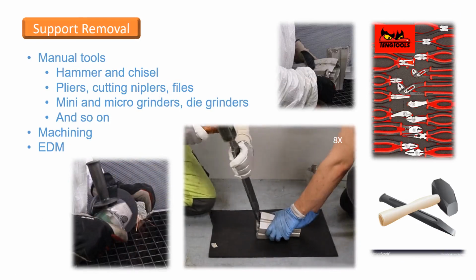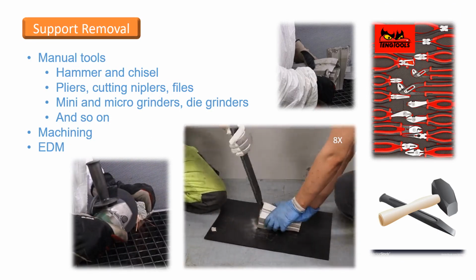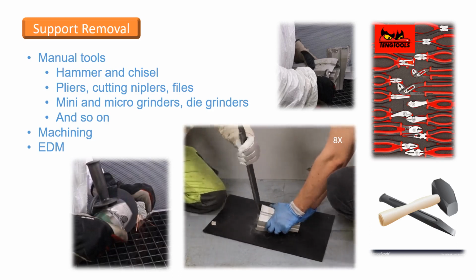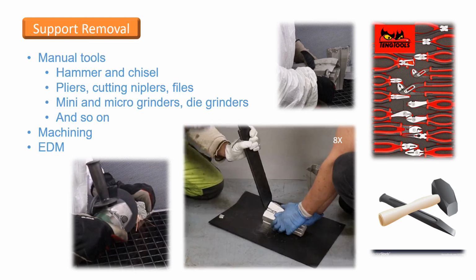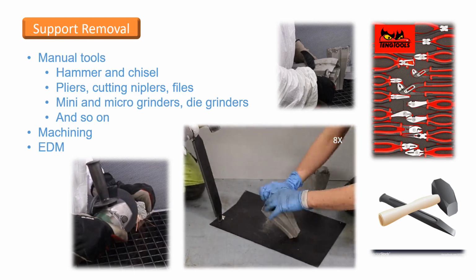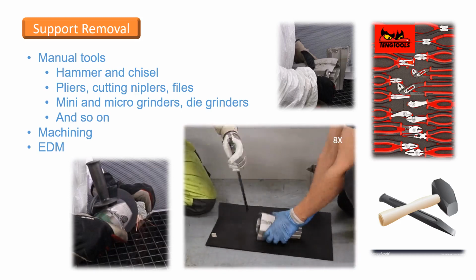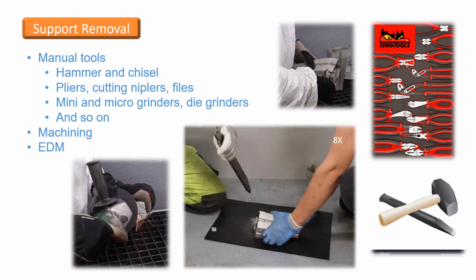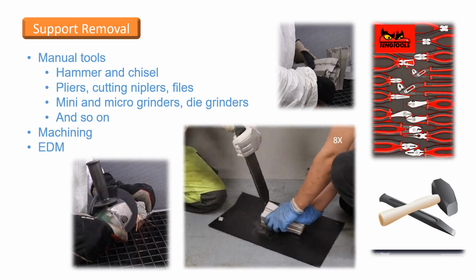Either hand tools or machining have traditionally been used to remove the support structures of the pieces. Various hand tools such as pliers and cutting nippers are used for manual removal of support structures. Of course, power tools and pneumatic tools such as mini and micro grinders, die grinders are also used.